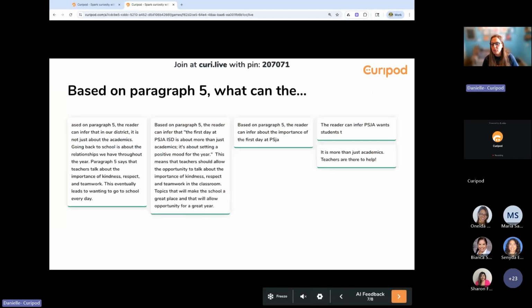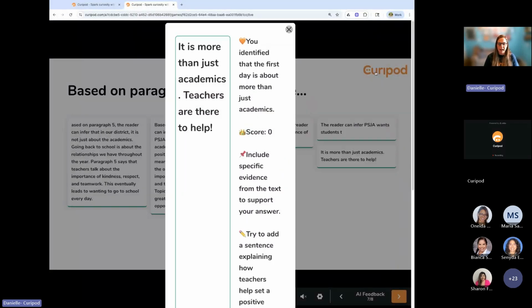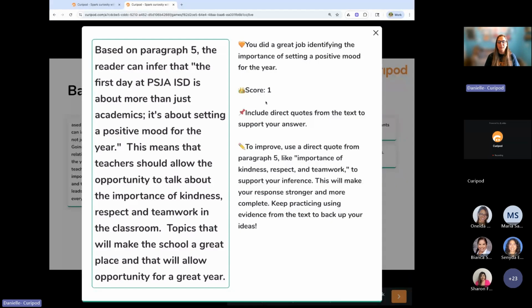So we got some good writing here. I'm going to pick this one. I still got a 0 because this is mine, because I didn't quite use evidence from the text, but I did get a little bit more on track here on my feedback. Someone got a 1 here. Great job. You included direct quotes from the text to support your answer. So to improve, use a direct quote from paragraph 5, like importance of kindness. This will make your response stronger and more complete. Keep practicing using evidence from the text to back up your ideas.